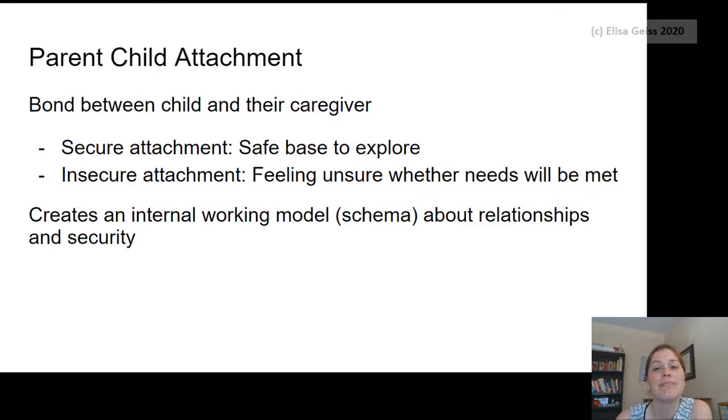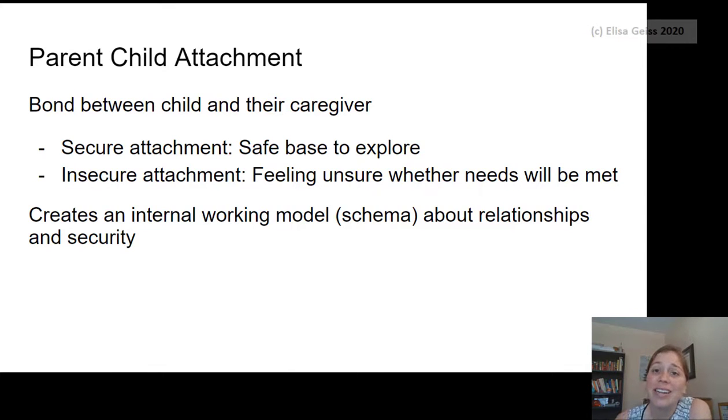with their caregivers. And one of the things that we know is that children develop an attachment or a bond between themselves and their caregivers. Children can develop either a secure or an insecure attachment style. If they have a secure attachment, they feel very safe, they feel like they can explore the environment that they're in, and that their needs will be met. In an insecure attachment style, babies and children may be a little unsure about whether or not their needs will be met in the future.